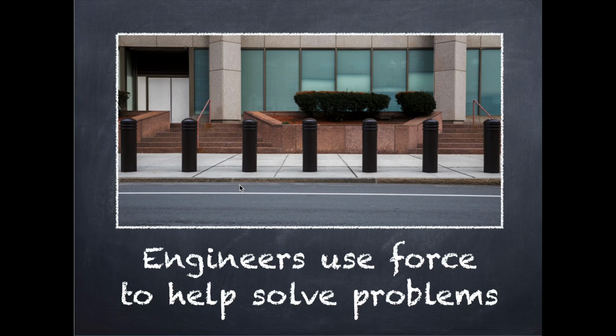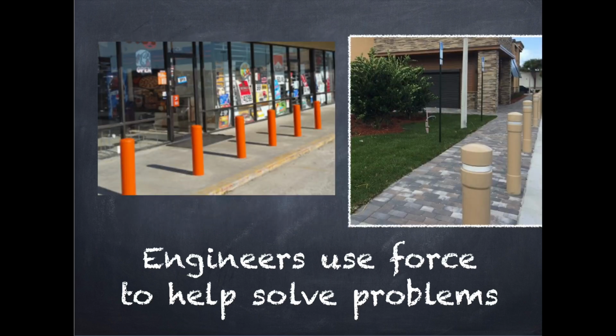Okay, when the car is pushing into the poles, the poles push back and push the car back into the street, instead of, if there was no barrier here, they would just crash into the building and potentially wreck the building or harm any pedestrians who might be walking that way. So in this way, engineers use force to help solve a problem of an oncoming car.